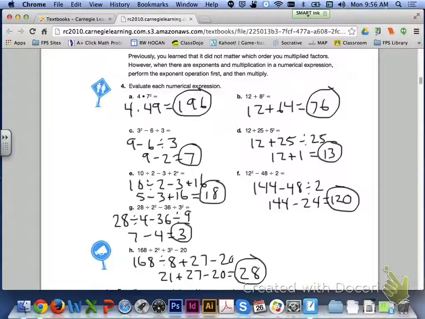Let's take a look at our answers for number 4 then, A through H. For letter A, 196, letter B, 76, letter C, 7, letter D, 13, E, 18, F, 120, G, 3, and H, 28.